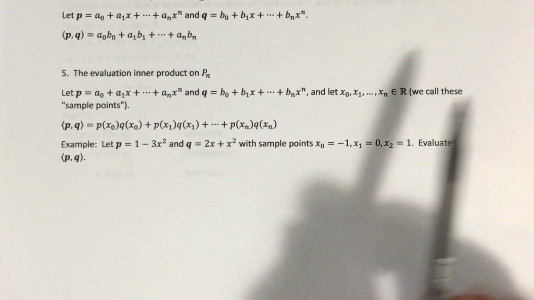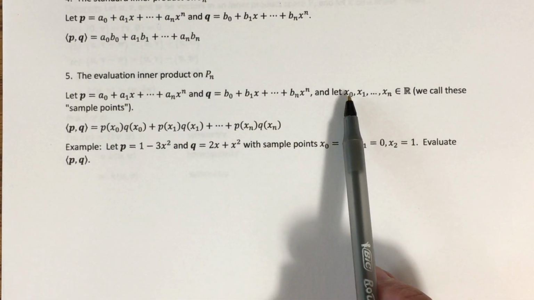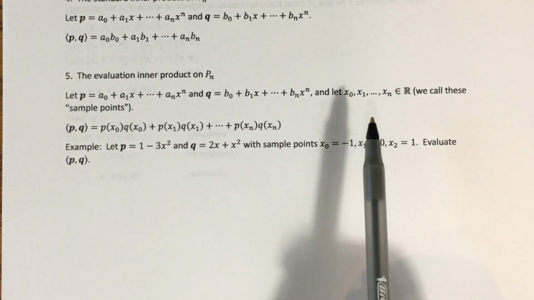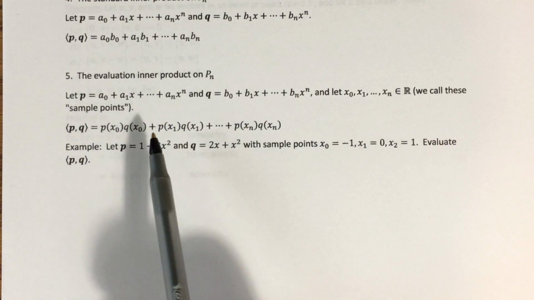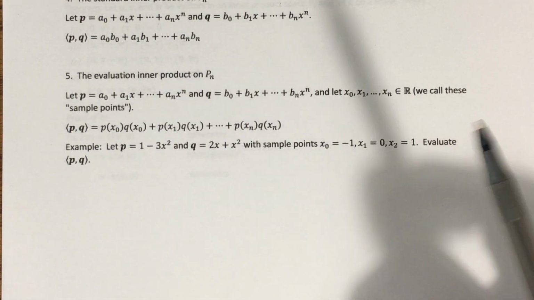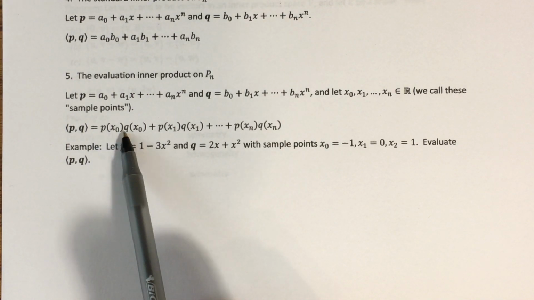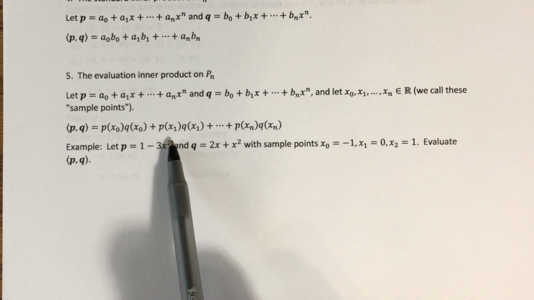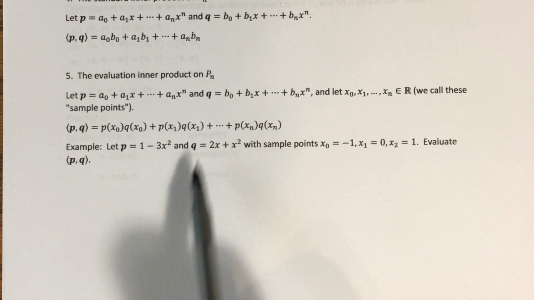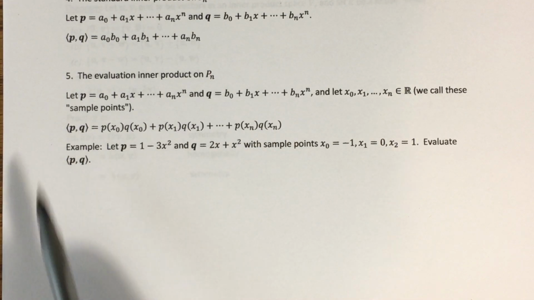And then what we do is we plug them in to both polynomials. We evaluate the polynomials at each one of those sample points. That's why we call it the evaluation inner product. Once we've done that, we do something similar to what appears to look like a dot product. We take P of x0 times Q of x0. Remember, you've evaluated both of these. These are both real numbers. P of x1, Q of x1, all the way down until we get to P of xn, Q of xn, and we sum all of those.